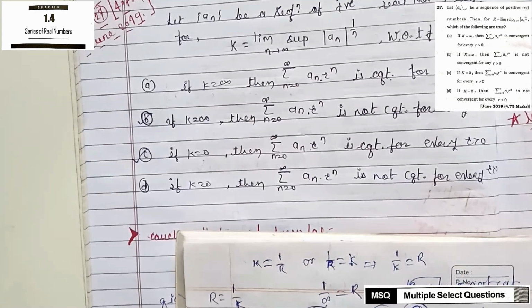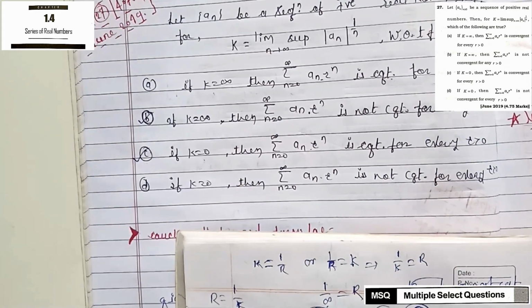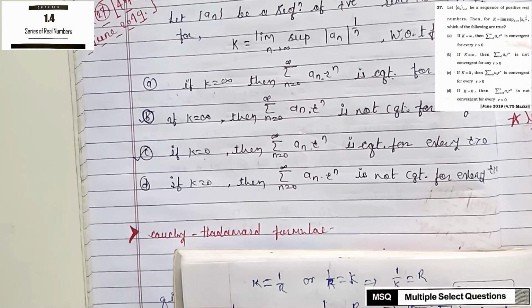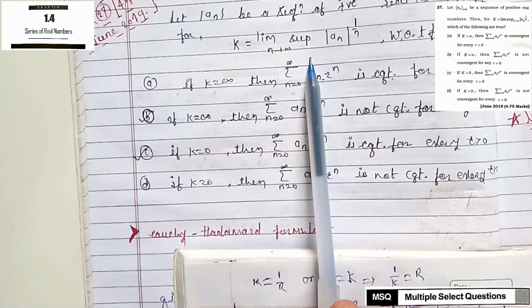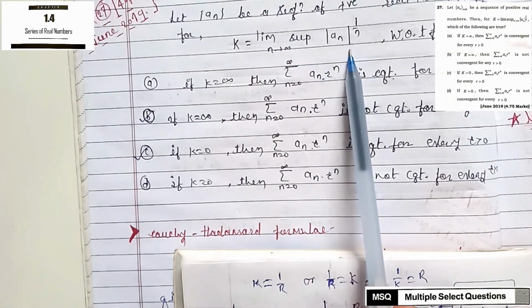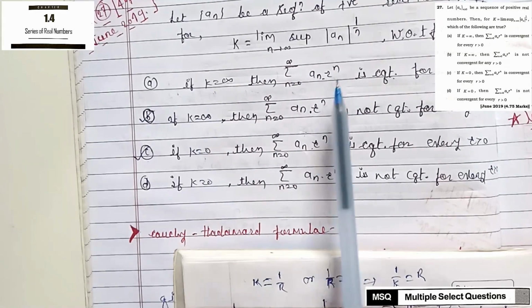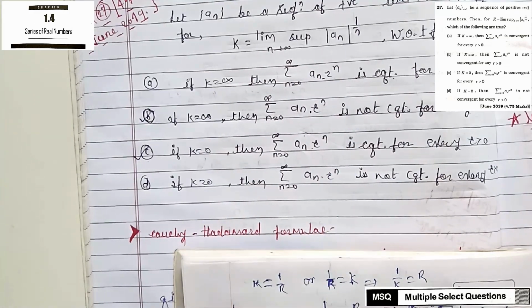Nothing is difficult, we just have to apply the Cauchy-Hadamard formula, which is 1 upon r equal to limit n tends to infinity, supremum of mod a_n raised to 1 by n. Compare this Cauchy-Hadamard formula with our given k. You will get 1 upon r equal to k, then apply k equal to infinity and k equal to 0. Then you will get the correct option. I hope you all have understood this solution.